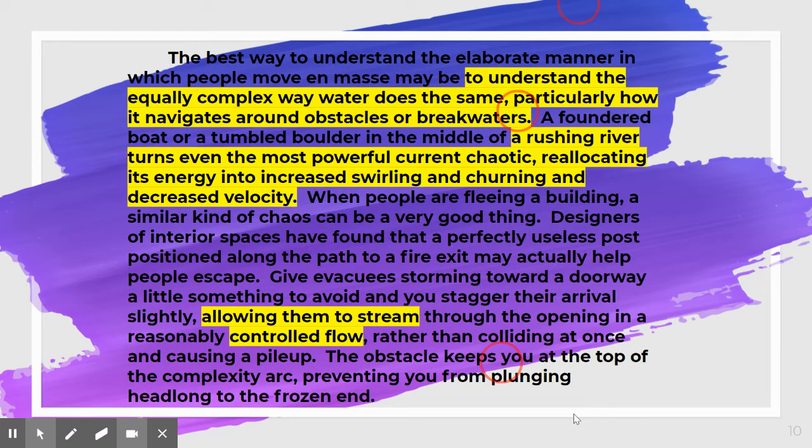It reallocates its energy, and that's very similar to when people are fleeing a building. It's a similar kind of chaos. And he talks about how people escape through a fire exit and how, if there are obstacles, it helps them to stream like water or a river, to have a controlled flow like water or a river. And these are examples of the extended metaphor.